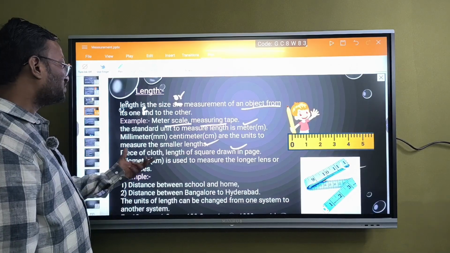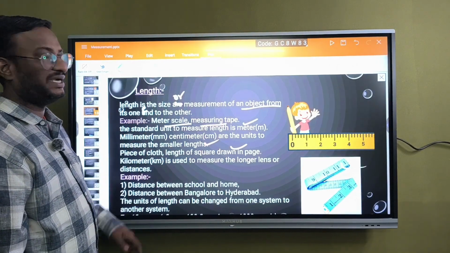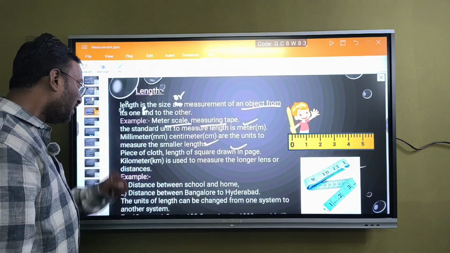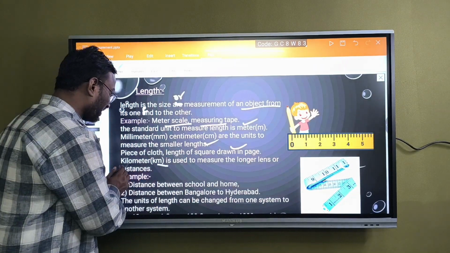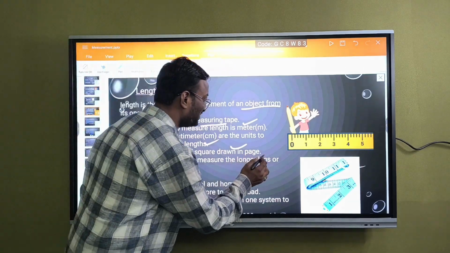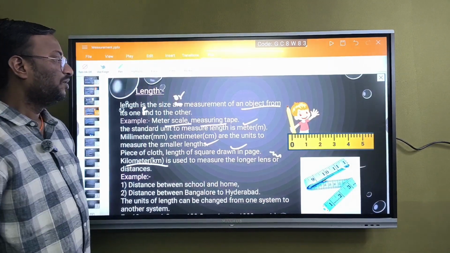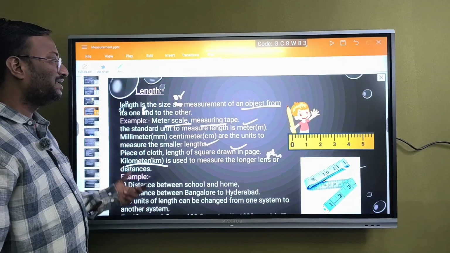Okay, so such small quantities will be measured in millimeters and centimeters. Next one is kilometer. It is the larger unit. It is used to measure the longer lengths, longer lengths or distances.